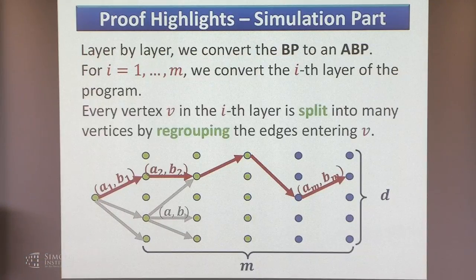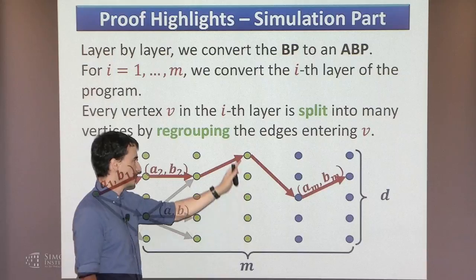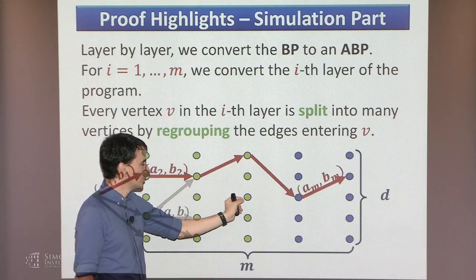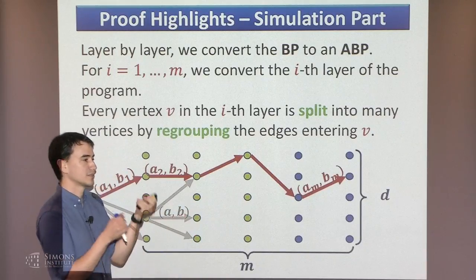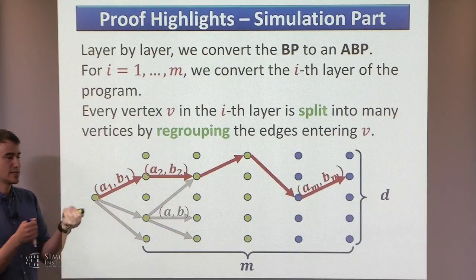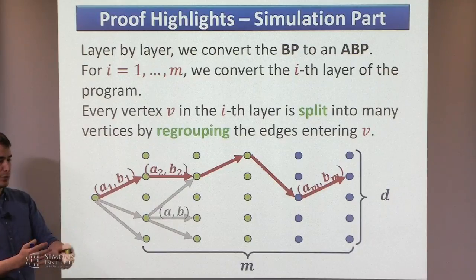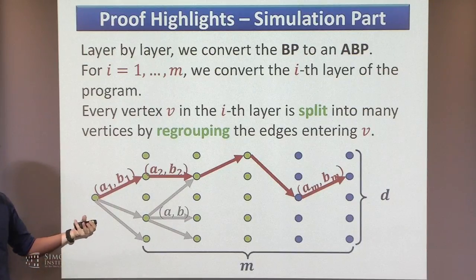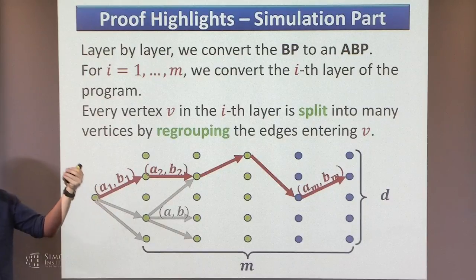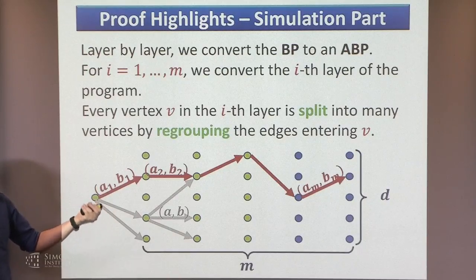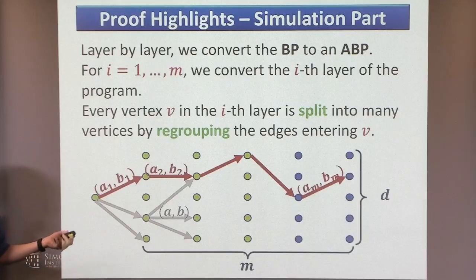In general, when we convert the ith layer, we would look at all the vertices in this layer. We would look at each vertex, and we would split it into several vertices. When we are doing this splitting, we would take all the incoming edges and partition them into large groups. For each group, we associate a vertex and a set of accurate linear equations. And we do it step by step. If we do it correctly, then eventually we get an affine branching program.